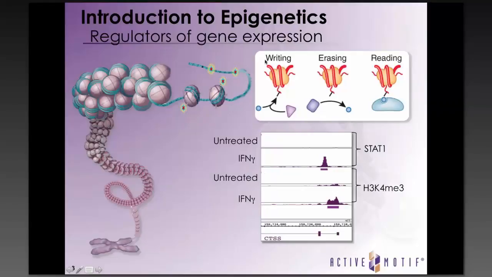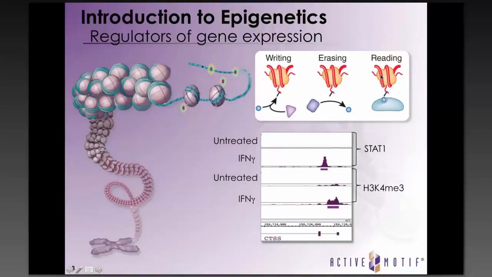There are three main groups of proteins that regulate these modifications. They're loosely referred to as the writers, erasers, and readers. The writers are enzymes that deposit these modifications. The erasers are enzymes that remove the modifications. The readers are a group of proteins that do not have enzymatic activity, but function through binding certain modifications and recruiting other proteins to chromatin.